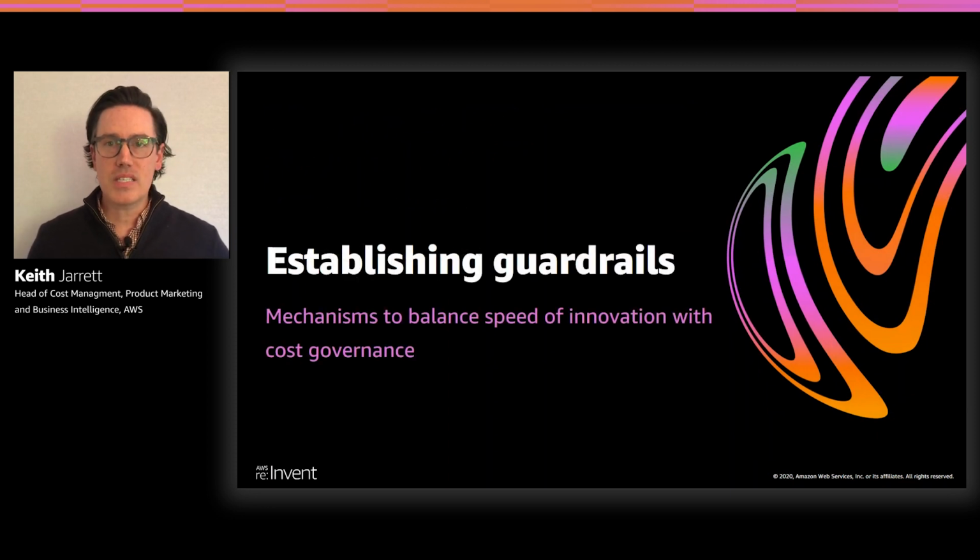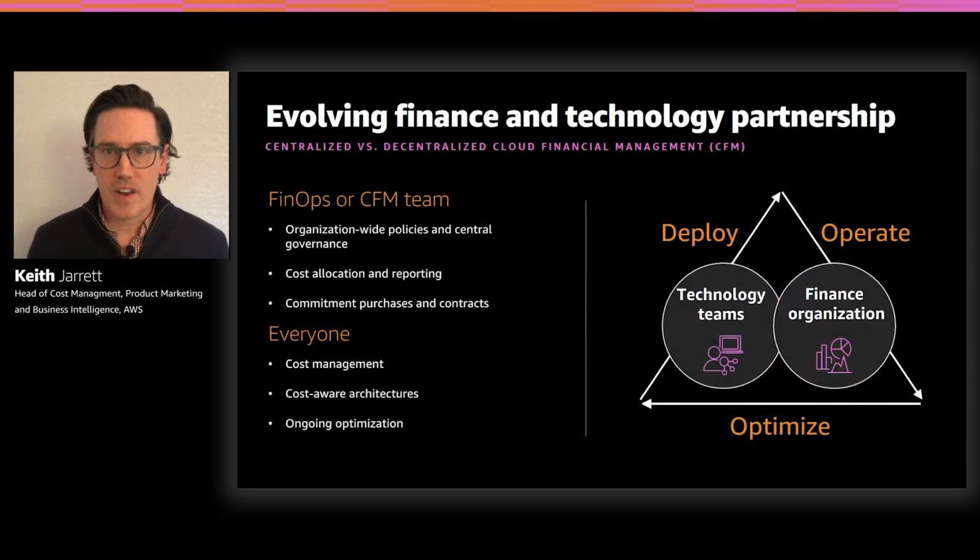Let's start at the beginning. Let's start by talking about how to set the right guardrails and balance speed of innovation with cost governance. Because at the core of cloud management inherently lies a tension: how do we design a culture within our organization that enables better cost management while maintaining the velocity of innovation and building in the cloud?